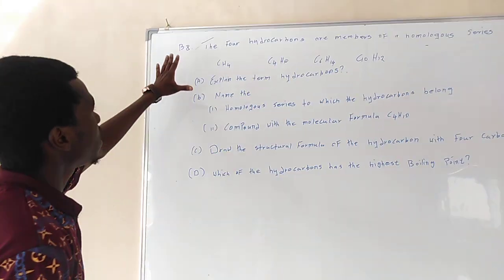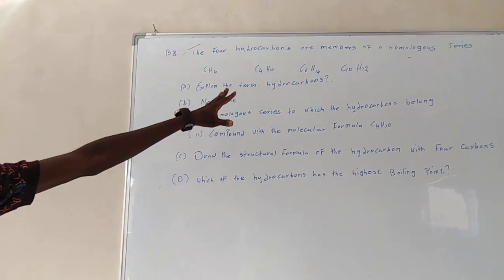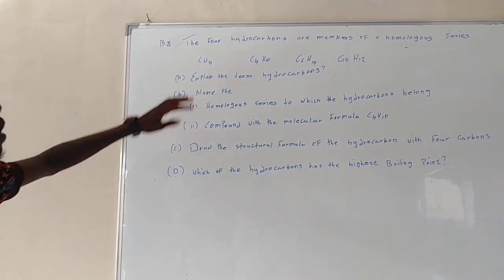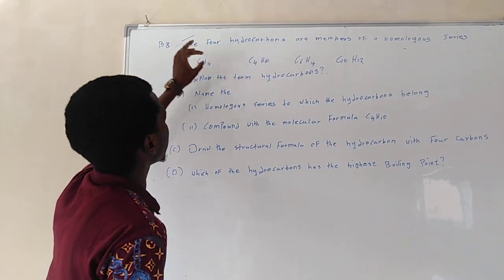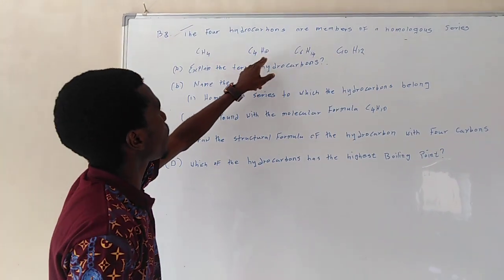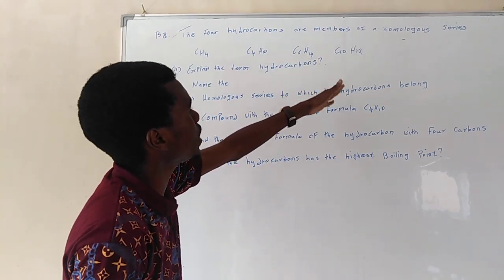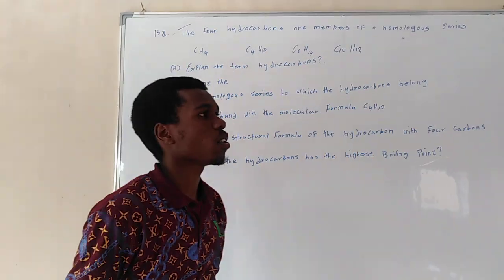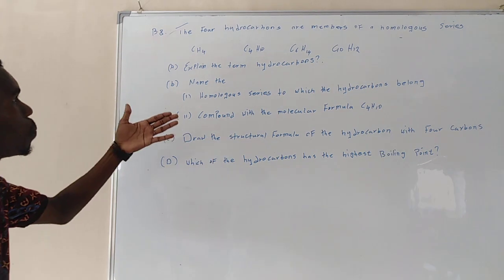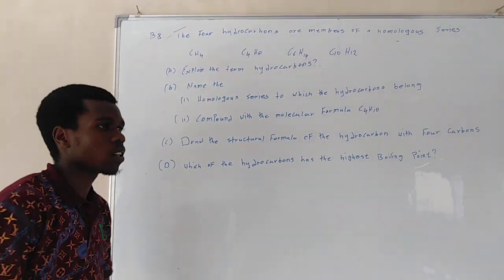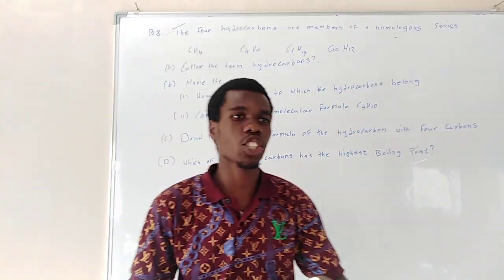Now the first question says the four hydrocarbons are members of the homologous series. We have CH4, C4H10, C6H14, and C10H12. The first question was saying, explain the term hydrocarbons.